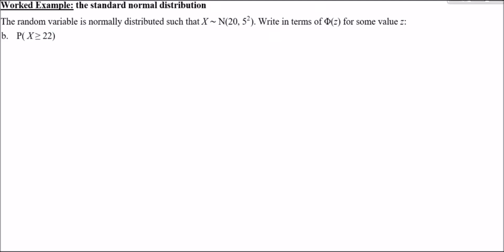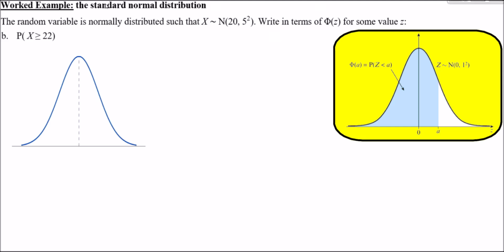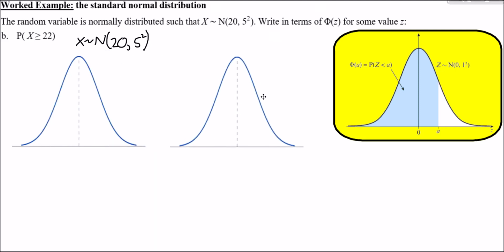So again, just to remind you of what we had from before, we want to be thinking of it in terms of this. So let this one be our initial distribution, 20 and 5 squared. Then we'll make our standard normal distribution from that, where it's going to be 0 and 1 squared. So again, the same way, that was 20. This time we're talking about being 22 or higher. So over here we're trying to find this value, like so.